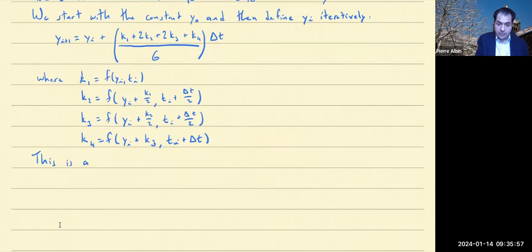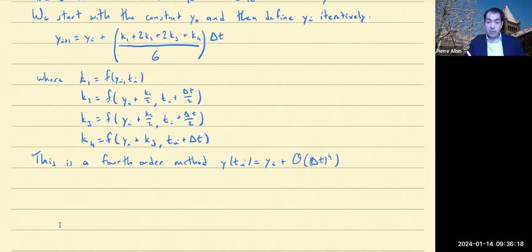This is a fourth order method. y(t_i) is y_i plus an error of size delta t to the fourth. And this is a very popular algorithm because it gives you really good results. Your error is fourth order, and with little trade-off in terms of the computational complexity. So this gets used a lot.